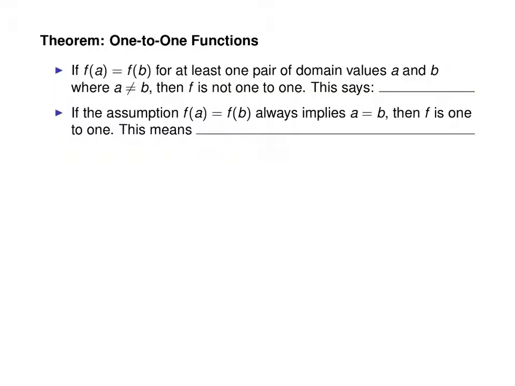Okay, so here is a little theorem about 1-to-1 functions. If f of a equals f of b for at least one pair of domain values, a and b, then f is not 1 to 1. So what this is saying is if 2 y's are equal for different x's, then your function is not 1 to 1. Kind of like the parabola function: when you plug in +1 and -1, they're different x's, but they give the same y.